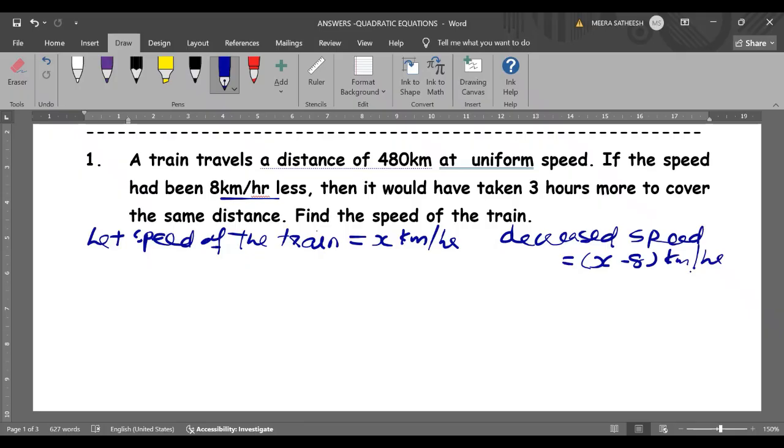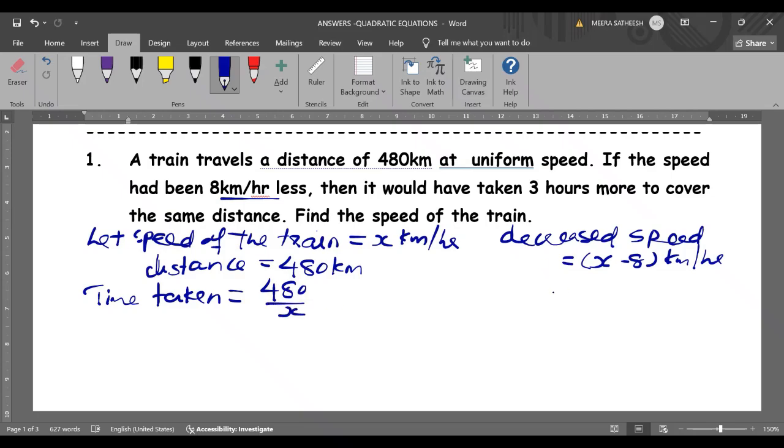Okay. Now, distance is given as 480 kilometer here. So using the relation between distance, time and speed, we can find the time taken. With uniform speed, what is the time taken? Time taken to cover the distance of 480 kilometer is distance by speed, no? So this is 480 by x. With a decreased speed, there also we can find the time. Time taken here will be what? Distance is the same. 480 by x minus 8.